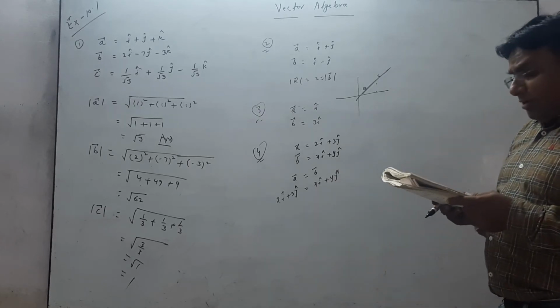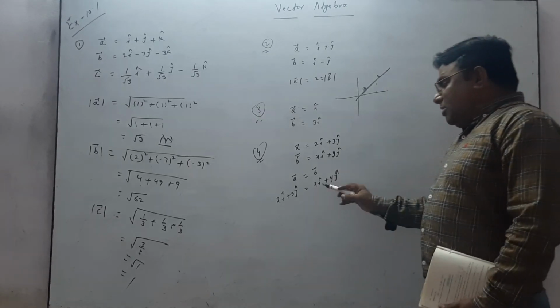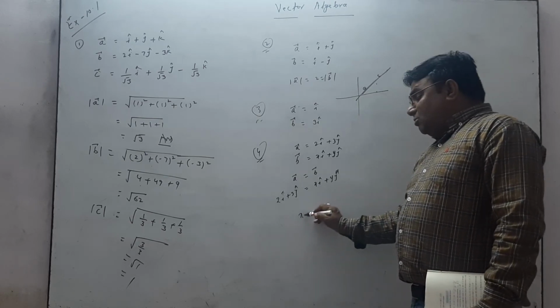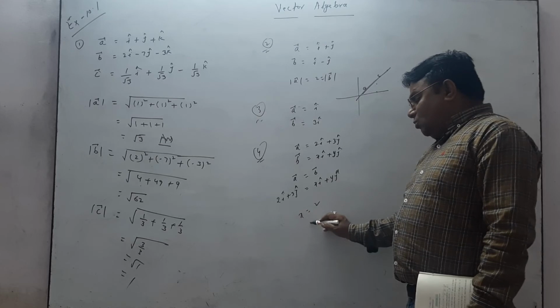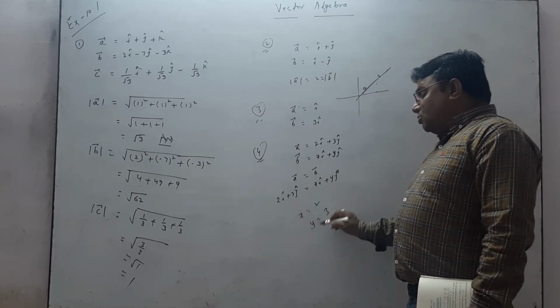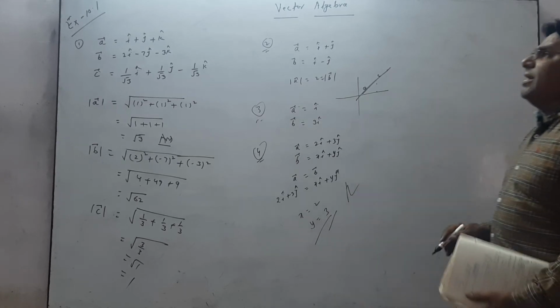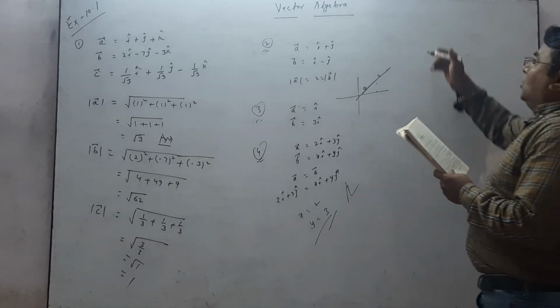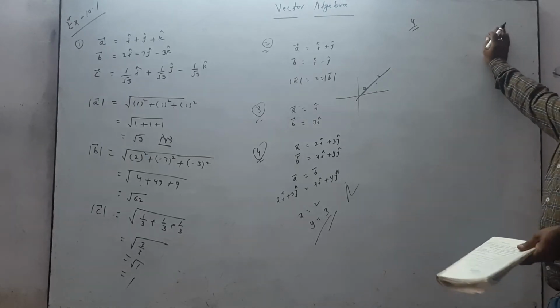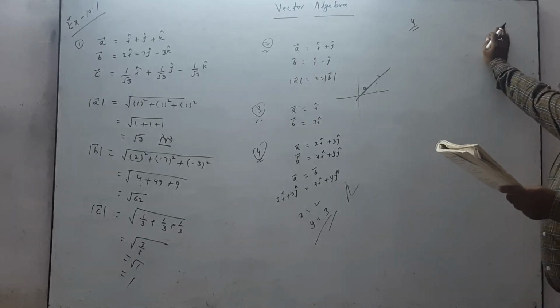Student, if any two vectors are equal, that means now equate the coefficient of I cap. This side is x, that side is 2. That means x equals 2. And same, y equals the coefficient of j cap: this side is y, that side is 3, so y equals 3. Now find the value of x and y. x is 2, y is 3. This is the answer. For equal vectors, equate the coefficient of I cap, the coefficient of j cap, the coefficient of k cap, on both sides.